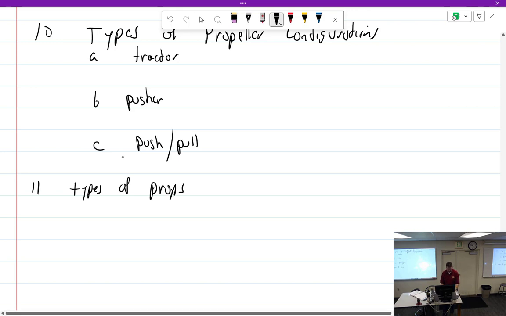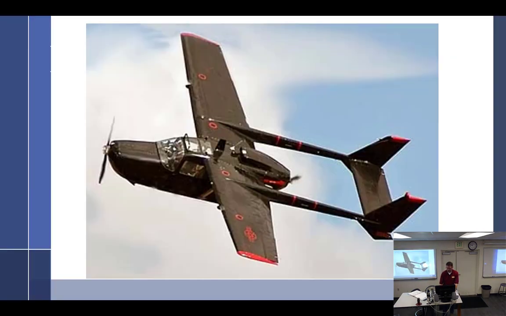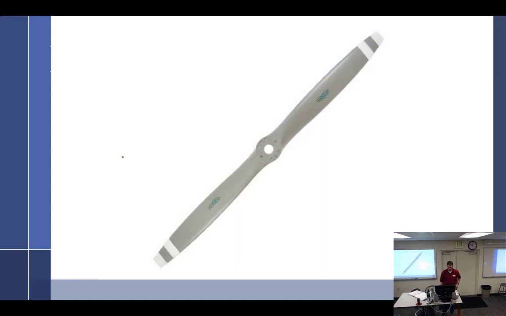Types of props. Let me see, what kind of picture do I have here? We have the fixed pitch. Can you change the pitch on that? Yes, with a repair station you can. I've seen it done. It's quite the thing to look at.